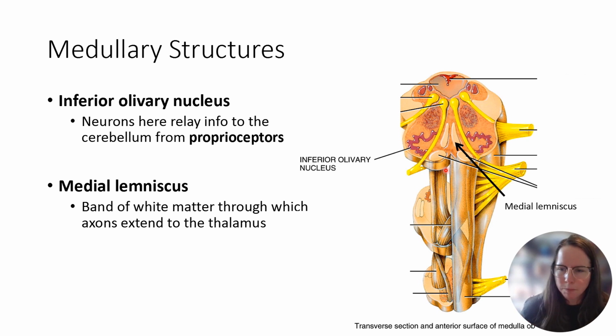Now here, just behind your pyramids, we have another band of white matter that will be important later when we get to pathways, called the medial lemniscus. This is an important component in our posterior column medial lemniscus pathway, which is a sensory pathway bringing in information about different sensations from your arms and legs.